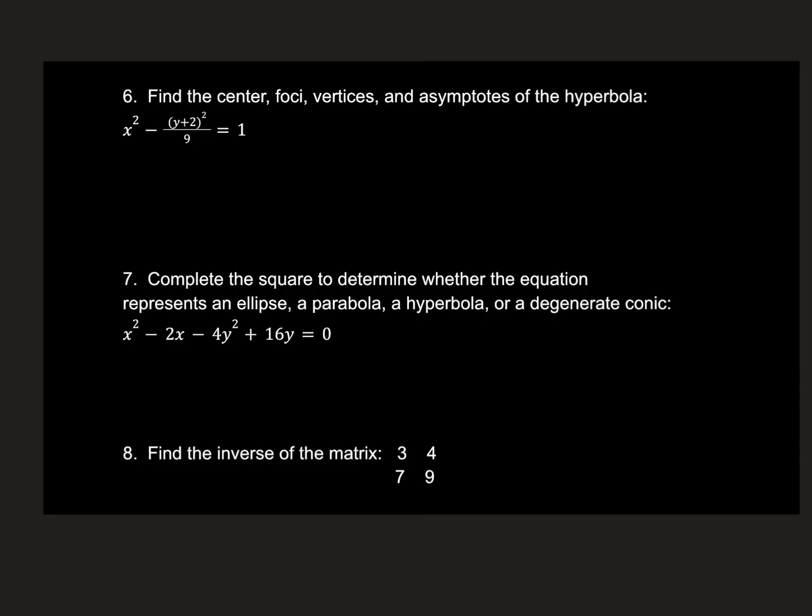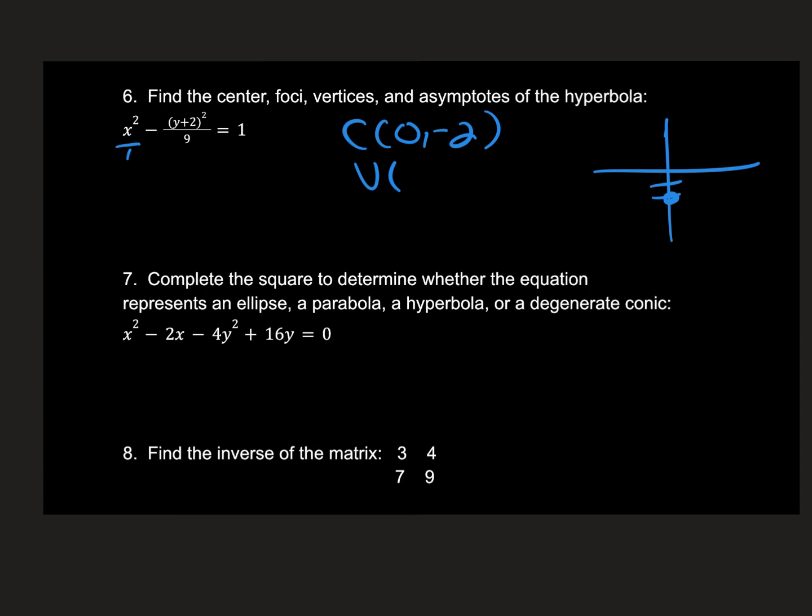Number 6, same kind of deal. They give you this equation, find the center, all the stuff of the hyperbola. It's already ready. That's really over 1. The center is going to be the opposite of what's in your numerator, 0, negative 2. Your vertices, let's go to the vertices. First of all, 0, negative 2. Again, a picture would help so much.